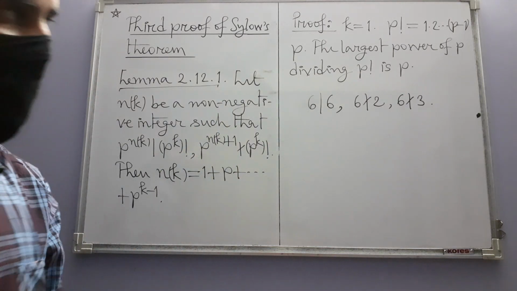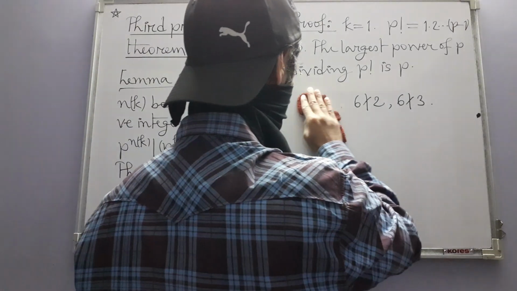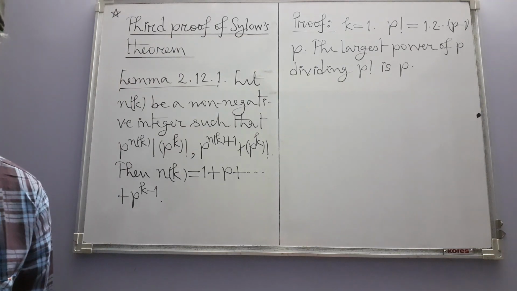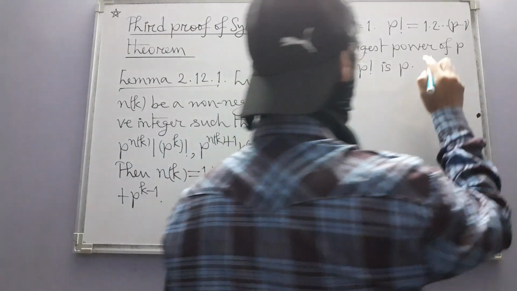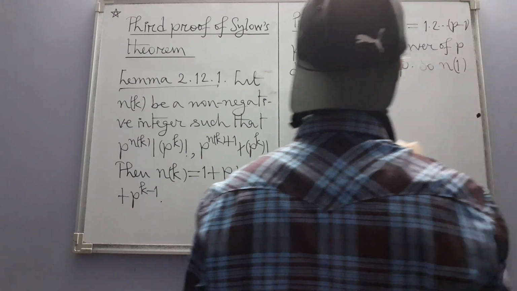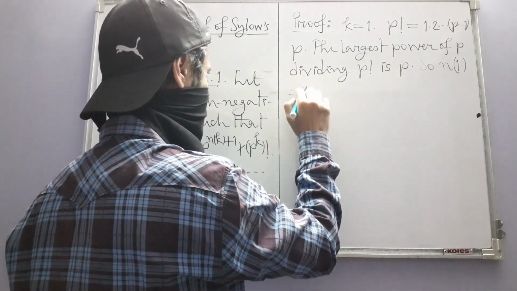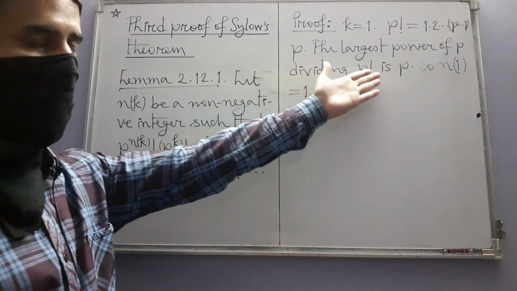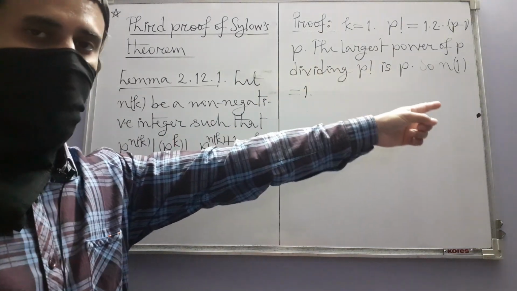And that in turn means what? It means that n of 1 is 1. So n of 1 is 1. That is what we are getting from the current situation and the definition of n.